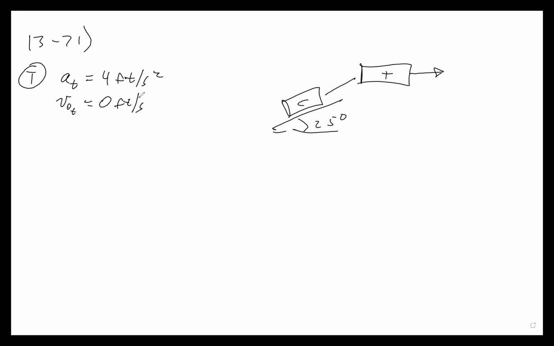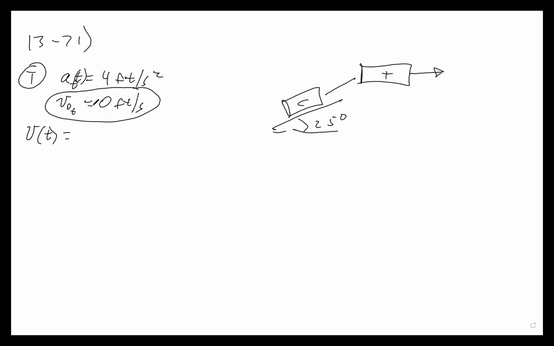All right, they give us some other information: 5 seconds after the tow truck starts from rest. So we know that the final time that we care about is 5 seconds. Now let's do what we've done before. Let's integrate and get the velocity of the truck. This is the initial velocity of the truck, and this is the acceleration as a function of time. So now let's get the velocity as a function of time.